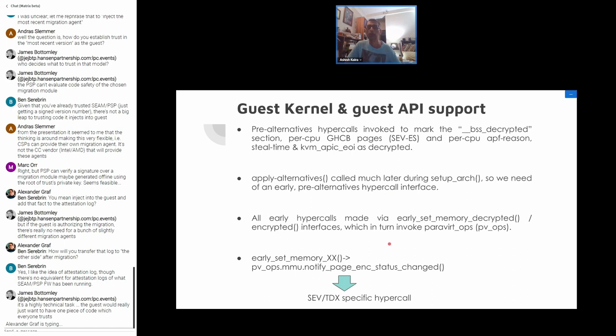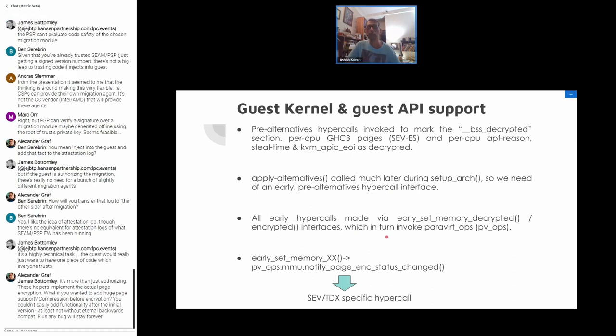What I have been talking about is that most of the hypercalls are made through an interface like the early set memory decrypted/encrypted interface, which in turn invokes paravirt ops. My thought process has been that the early set memory interfaces can be mapped to a specific paravirt op, say notify page encryption status change, and that gets mapped to a specific TDX-specific hypercall.